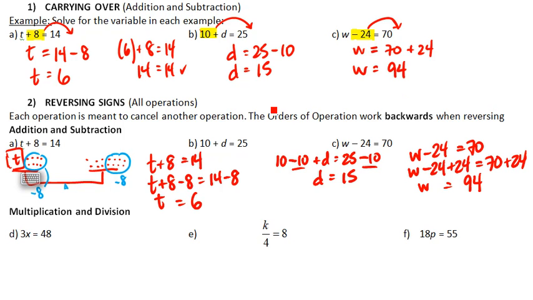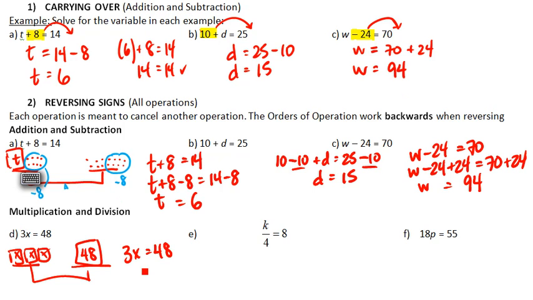Multiplication and division works the same way. If I have 3 x bags, and that is equal to 48 on this side, in order for me to undo that, I need to undo a multiplication by 3, which is division. So I divide this side by 3, divide this side by 3, and x equals 16. I could check by putting this back into the original question and see, does 3 times 16 equal 48? And it does.